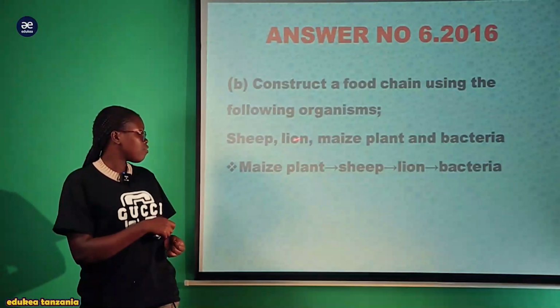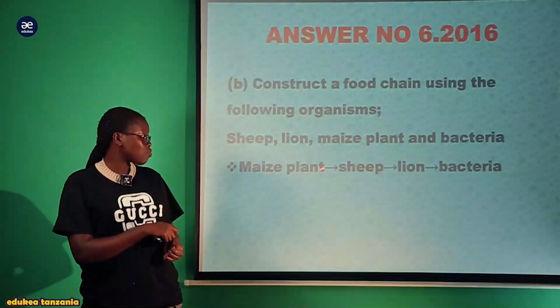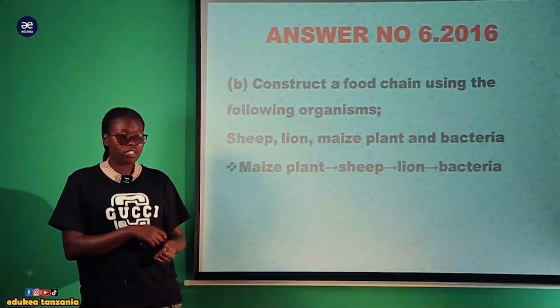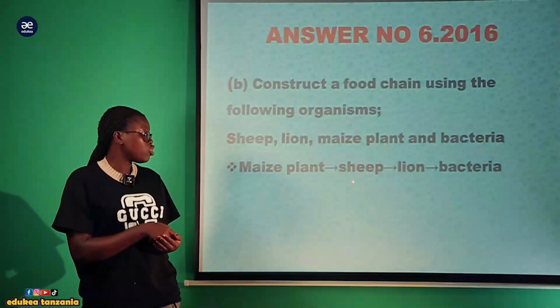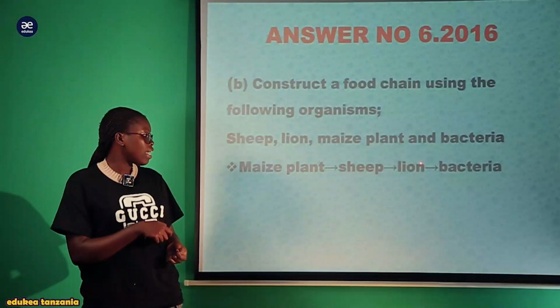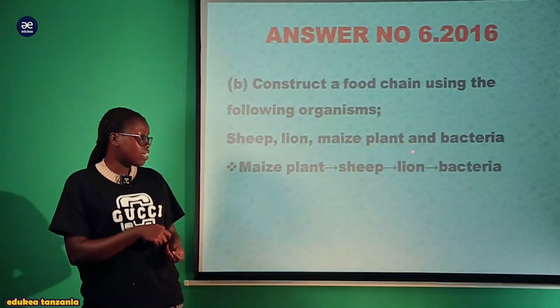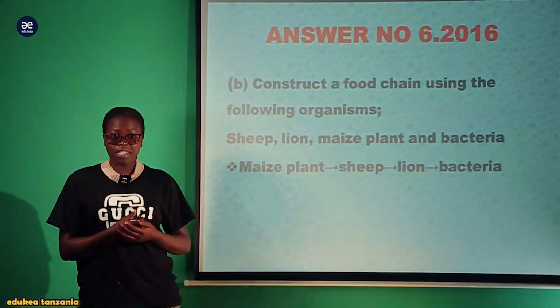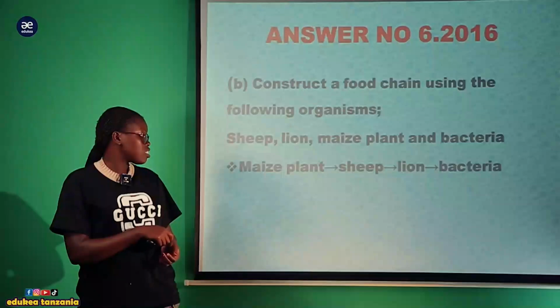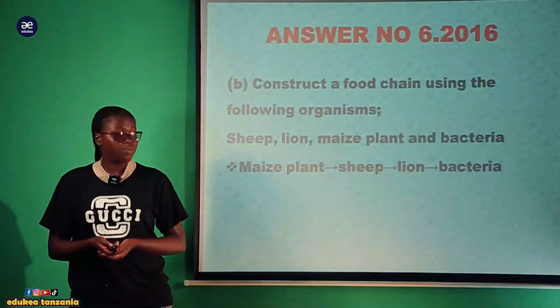So ukiangalia the food chain hapa, tuna maize plant, this arrow shows eaten by. So the maize plant is eaten by the sheep, the sheep is eaten by the lion, and the lion is decomposed by the bacteria. So this is a simple food chain. So this is how this question needed to be attempted.